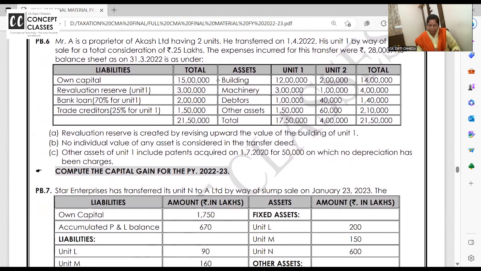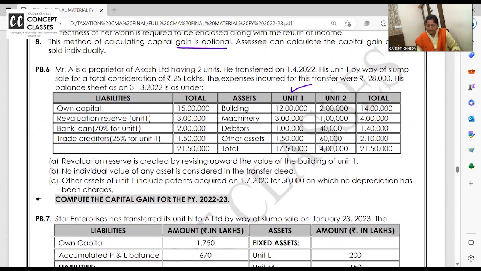Mr. A is the proprietor of a firm having 2 units. He transferred on 1st April 2022 his unit 1. Ma'am, then why did they give unit 2 also, to confuse you? His unit 1 he is transferring by way of slump sale for a total consideration of 25 lakhs. Expenses incurred for this transfer were 28,000.